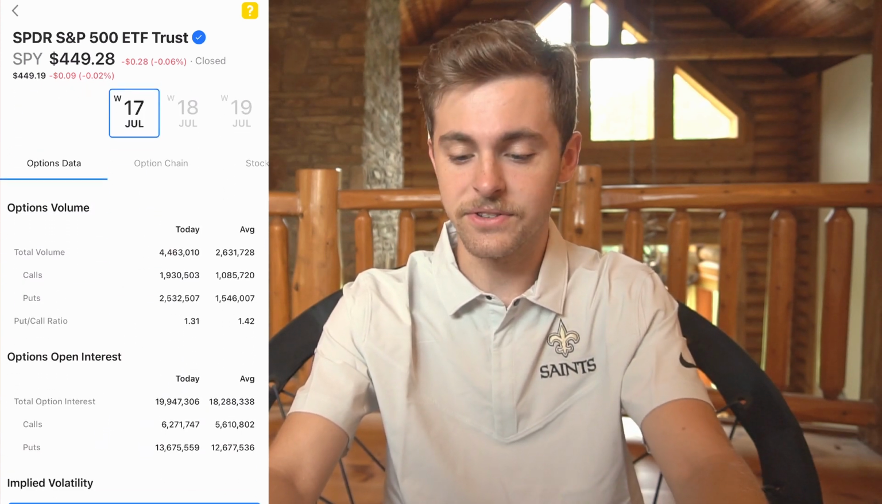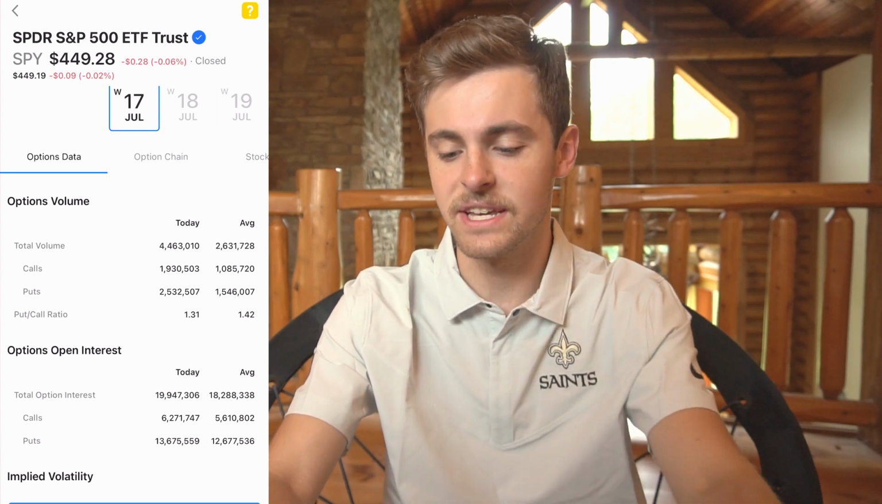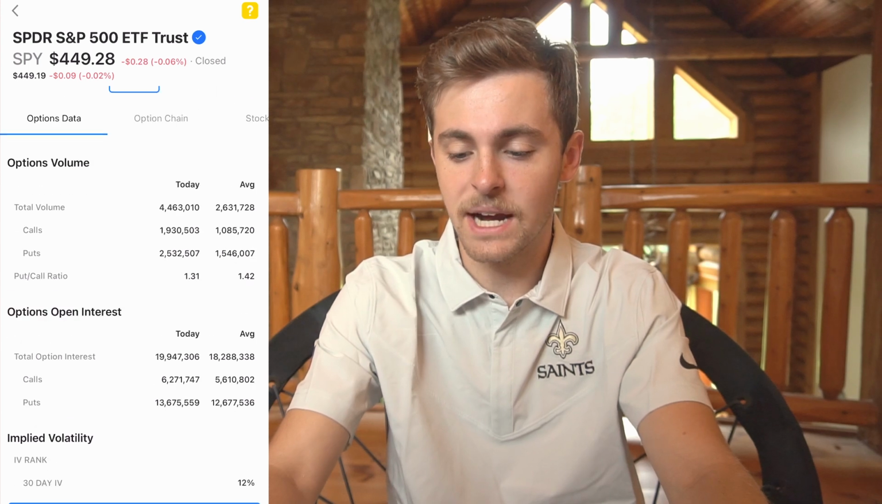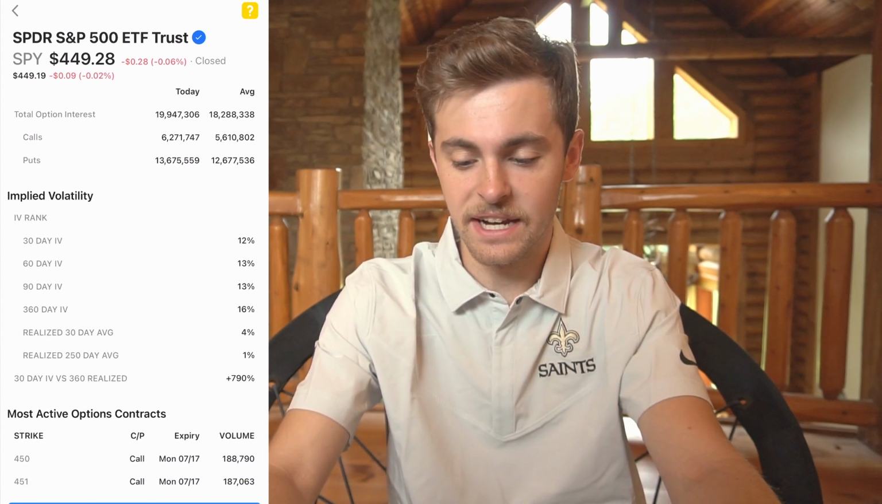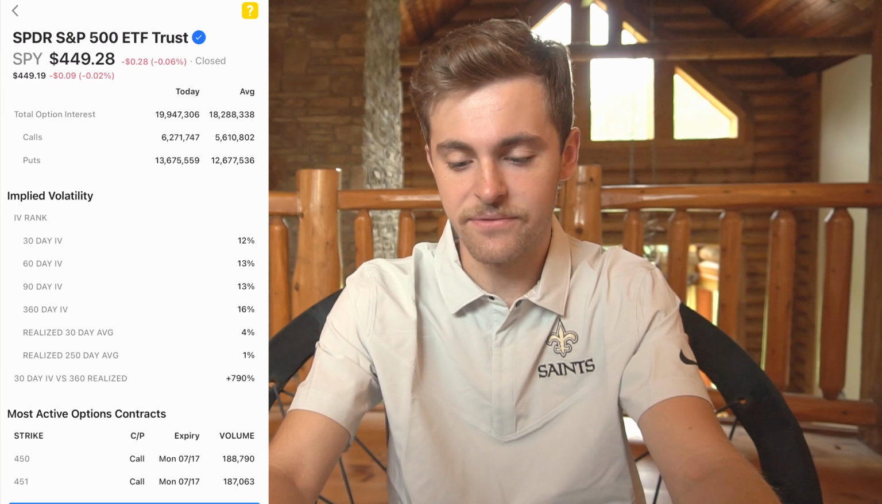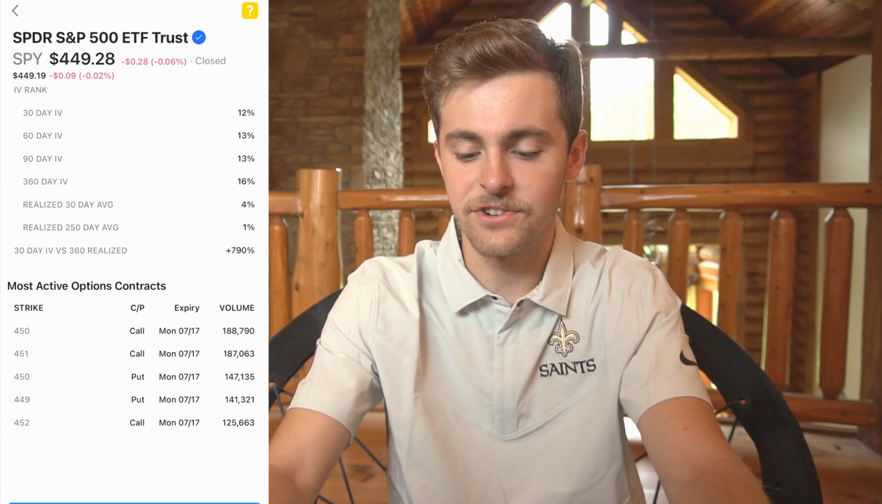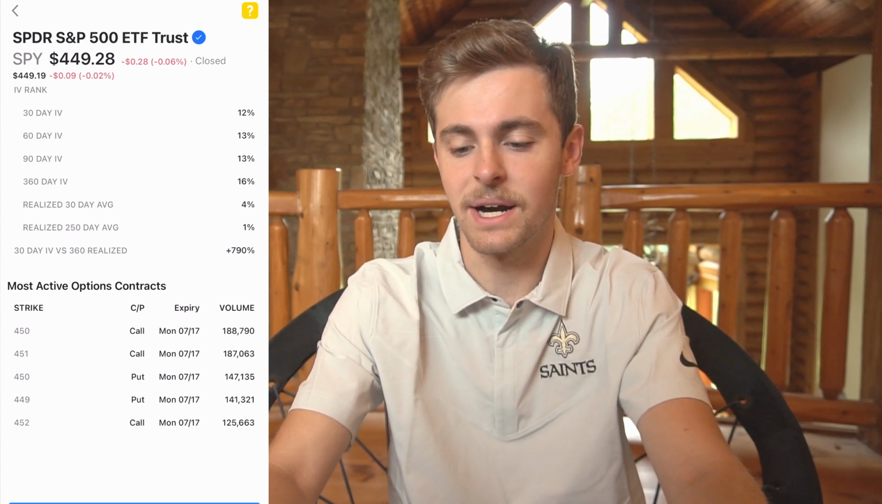If you go down to the options data, you can see the total calls and puts that came in. Here's the put call ratio for the day, and this is the average day on the right. So you can see a little bit more volume coming in. Options open interest is right around the average, with the calls and puts. There seems to be a lot more open puts right now. We have the 30-day, here's the IV rank, pretty average with this VIX level. And then you can see the most active contracts with a lot of calls and puts hanging out at that 450 spot, which makes sense.